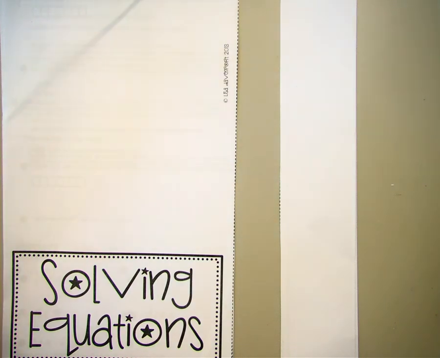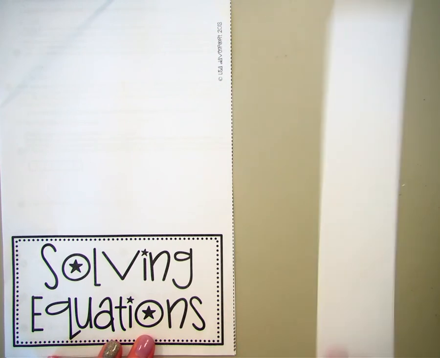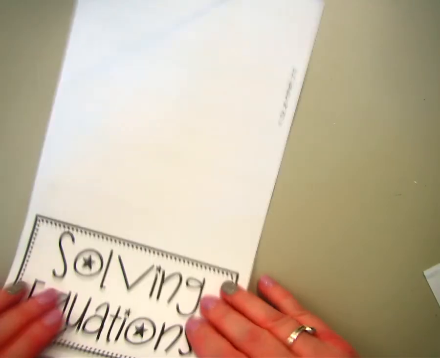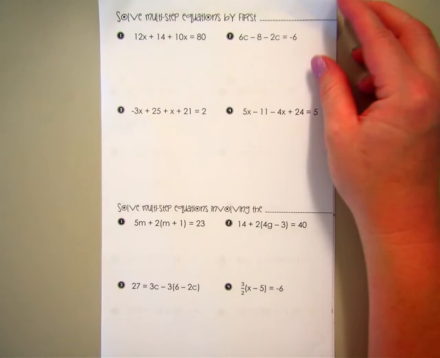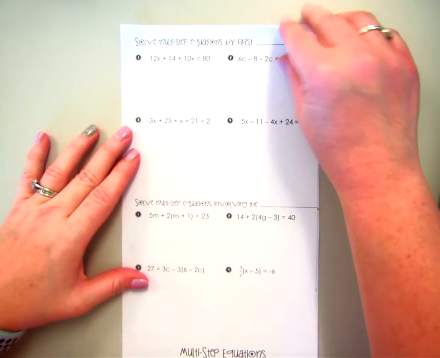All right, working with our first lesson here, our solving equations flip book. You should have already cut this little piece off right there along that dotted line. Cut that piece off. And then we will put together our flip book.